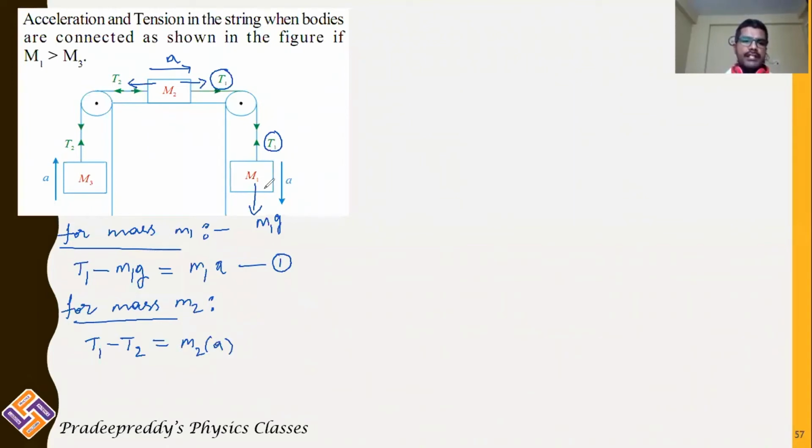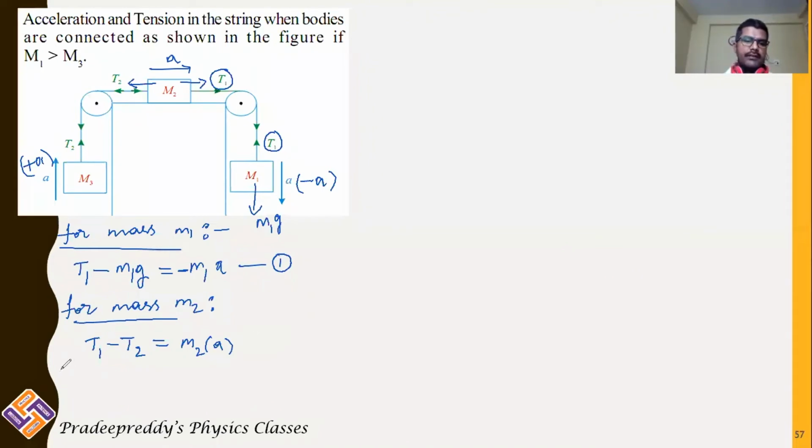m2 into a, since the acceleration is to the right side. But one small change in the first free body diagram: the acceleration is downward, so you should take it as minus a. Upward we are considering as positive, downward as negative. For mass m1 the acceleration is downward, so you take it as minus a. Now T1 minus T2 is equal to m2a. This is equation number 2, for the second free body diagram.